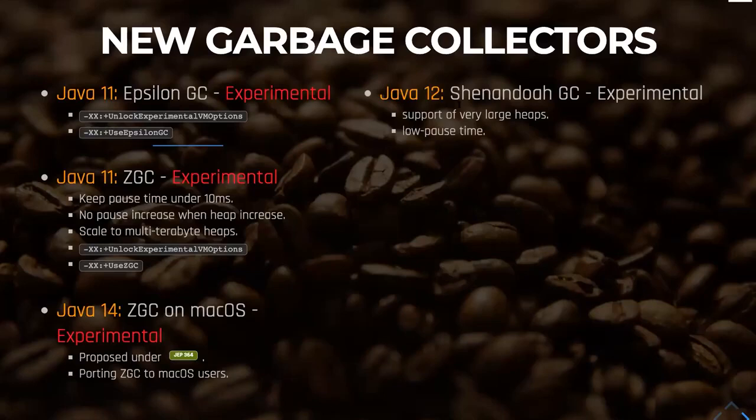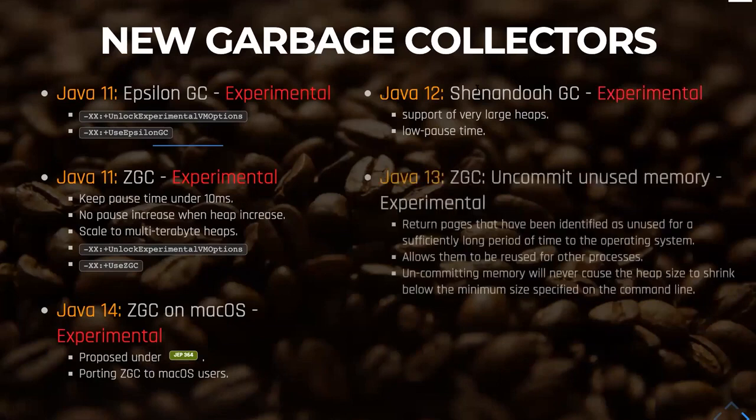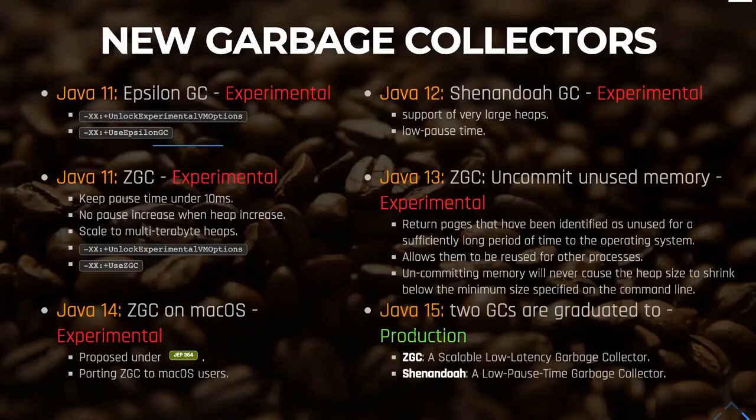And we also introduced Shenandoah, which is implemented by Red Hat, which is the first time a garbage collector was implemented outside of Oracle and supported by another company, which is accepted. And Java 13 enhanced the ZGC. And finally, in Java 15, these two GCs, ZGC and Shenandoah, go to production, and they are available for developers to use in their production environment. This is very great news.